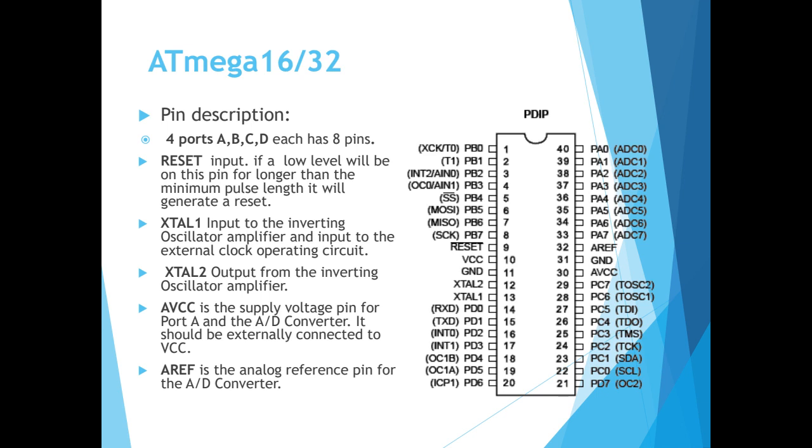If a low level of voltage is on this pin for longer than the minimum pulse length, it will generate a reset. We will have XTAL1 and XTAL2, as you see, these 2 pins, which are respectively pins 12 and 13 of our microcontroller. XTAL1 is the input to the inverting oscillator amplifier and input to the external clock operating circuit, and XTAL2 is output from the inverting oscillator amplifier.